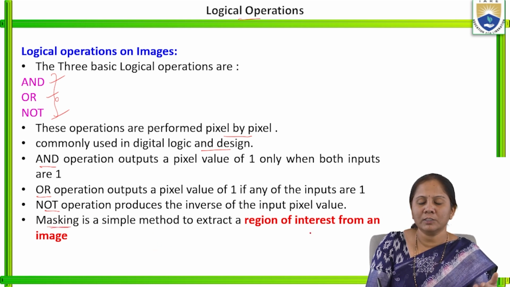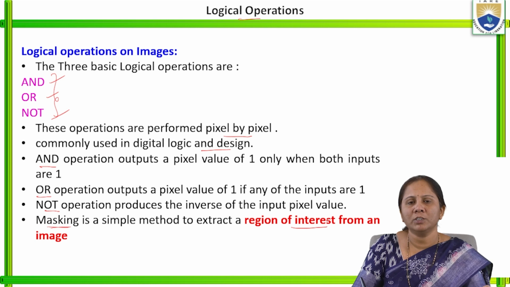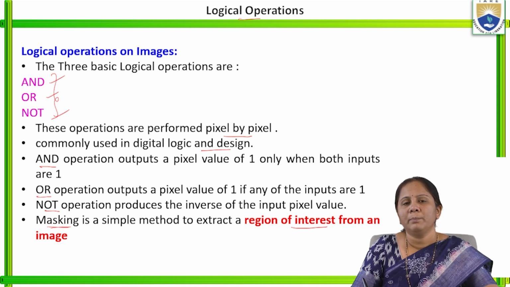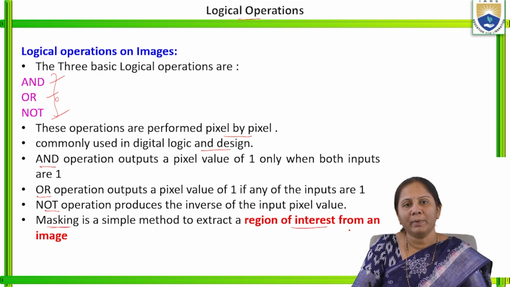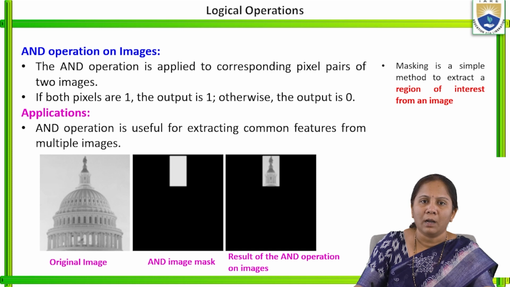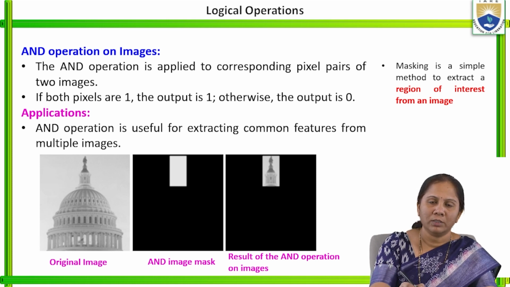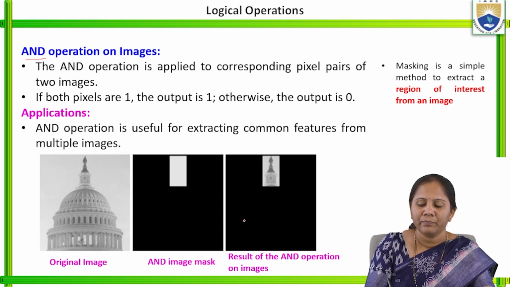That means these logical operations will be used only when we are going to perform an operation on one particular part of an image, which is called the region of interest. So now let us see each logical operation on the image. The first operation is the AND operation.